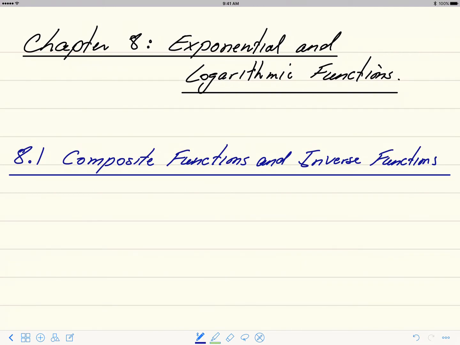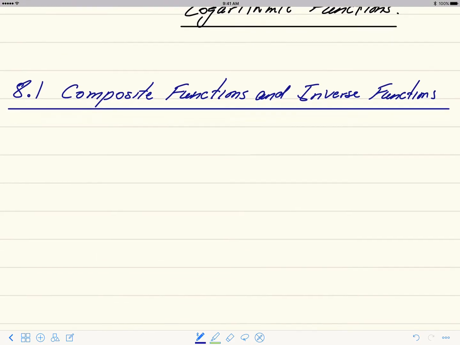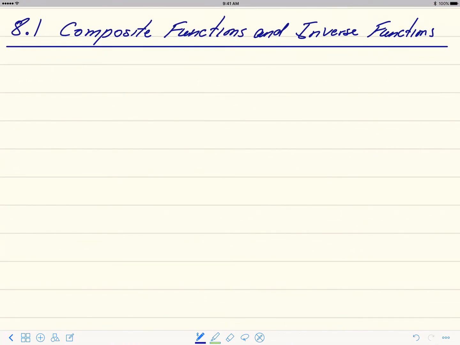In Chapter 8, we're going to learn exponential and logarithmic functions. But before we can get to that, we are going to look at, in Section 8.1, composite functions and inverse functions. So first we'll look at composite functions.